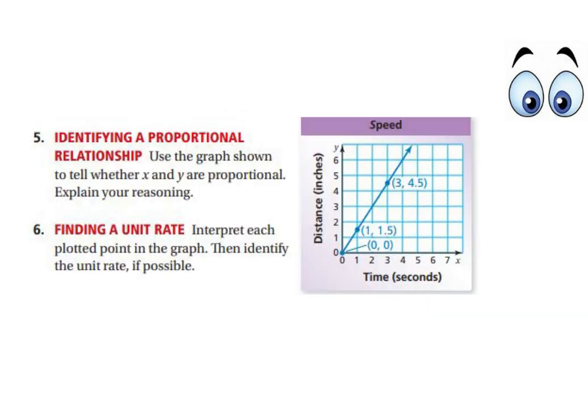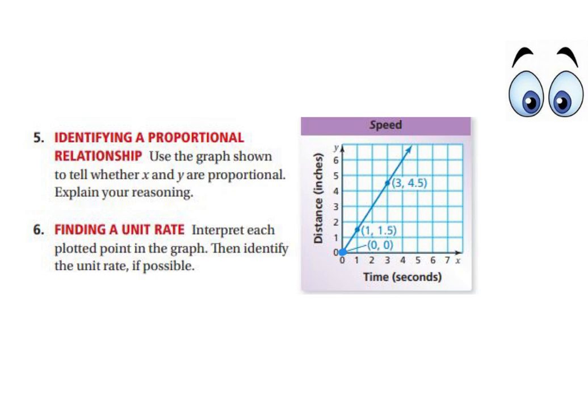In this example, it asks to identify a proportional relationship. Use the graph shown to tell whether x and y are proportional and explain your reasoning. So right away, we can tell that this is proportional. It is a linear function, meaning it goes up in a straight line, and the graph goes through the origin, which is the point 0, 0. So we would say, yes, it is linear and it is proportional because it goes through the origin.